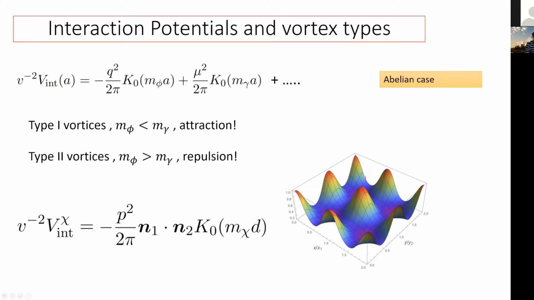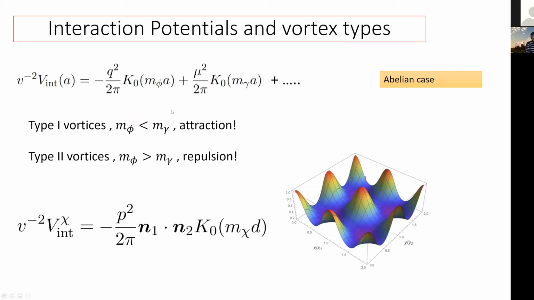Okay, so what does this mean? If I sit at a point where, I just choose the parameters, I choose a parameter where the mass of the Higgs field is less than the mass of the gauge field. Gamma here is the gauge field. Therefore, I expect two vortices to attract. And this is what we call type 1 vortices. Type 1 vortices are vortices which attract in general in parameter space.